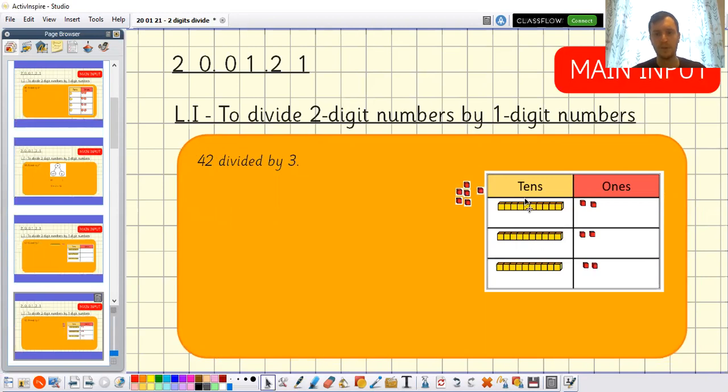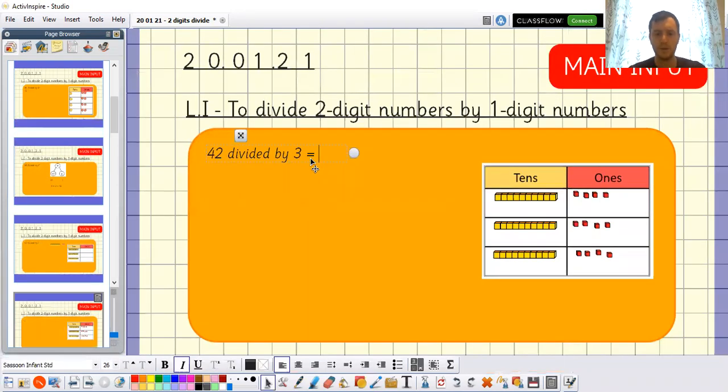Two ones in each group. Three ones in each group. And 4 ones in each group. And now you can see your answer. Our answer is 1 ten and 4 ones, which is equal to 14.